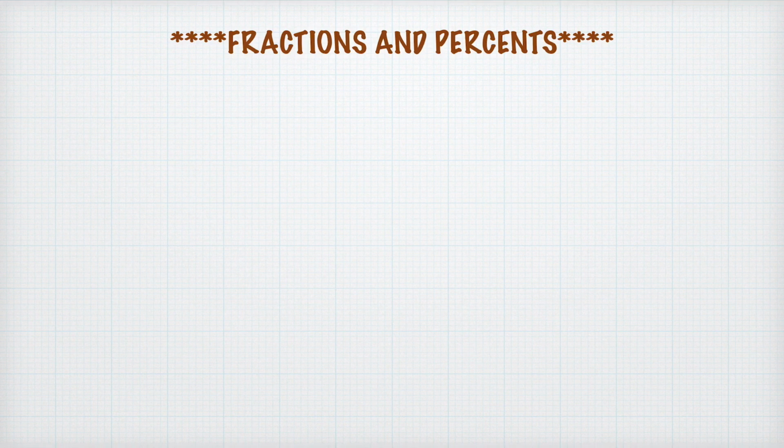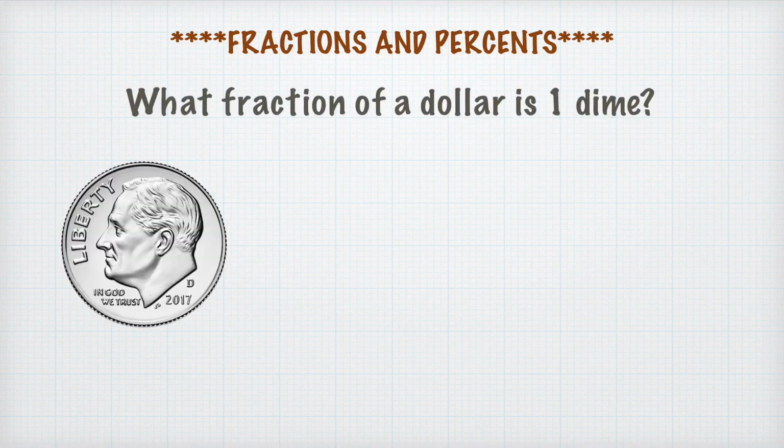So, fractions and percents. One thing to know is, what fraction of a dollar is 1 dime? So here we have a dime. We need to ask ourselves, how many dimes make up a dollar? And if we know our money correctly, it'll be 10, right? So 1 out of 10, or 1/10. So that would be a fraction.